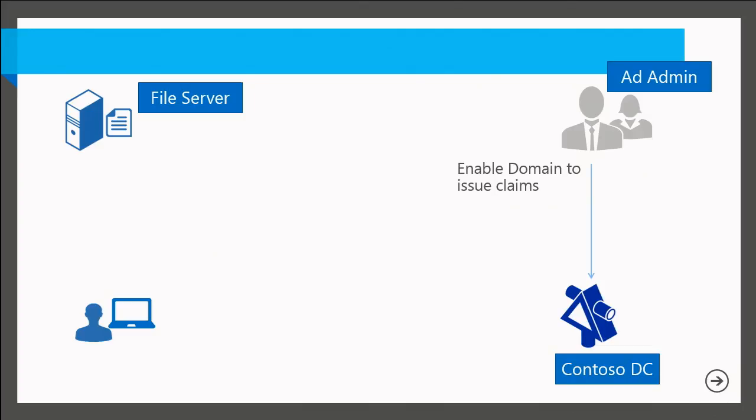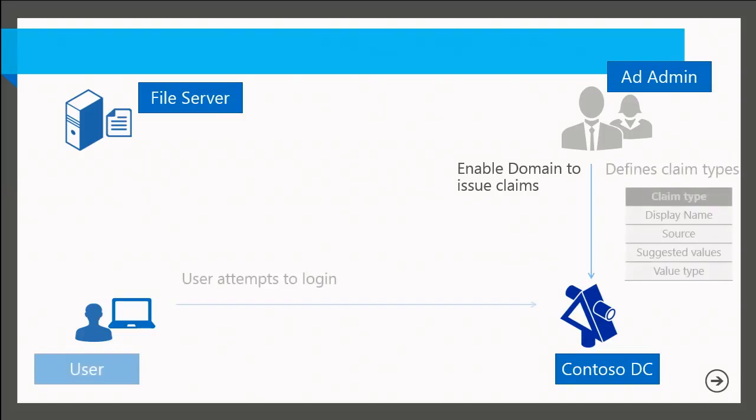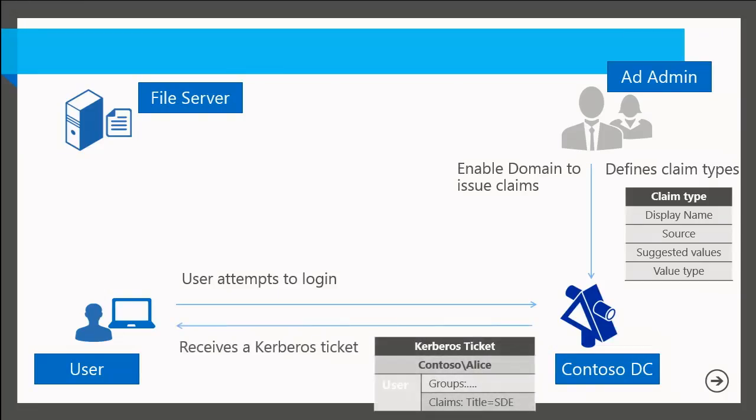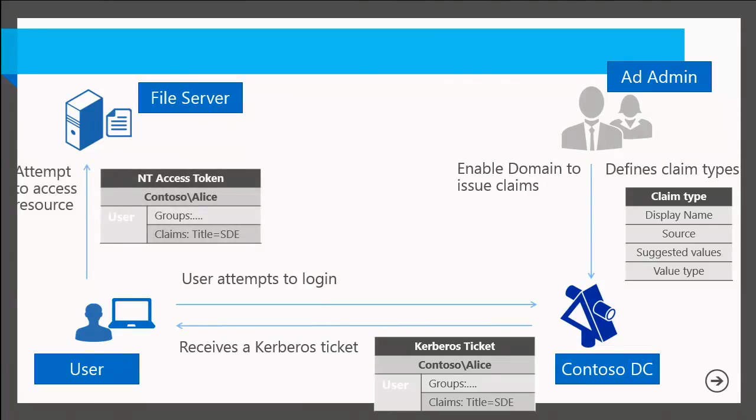So in general, an AD admin goes and tells the DC to start issuing claims. Defines user claims, defines device claims, says this needs to start happening. Once they've defined their claims, of course, the user attempts to log in, they get back the Kerberos ticket with user groups and claims, and sends those to the file server whenever they attempt to access the resource themselves.